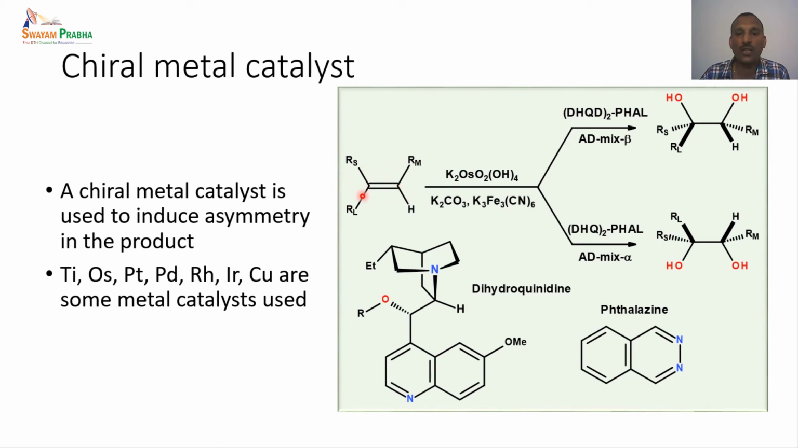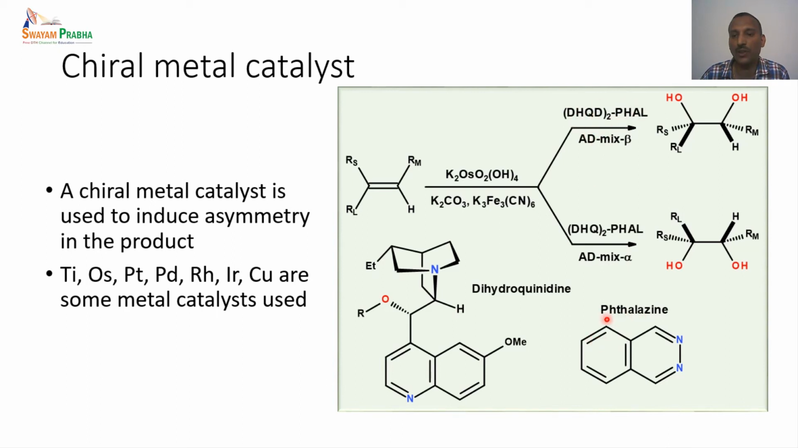The dihydroxylation, this is a dihydroxylation reaction. In this reaction, osmium tetroxide is basically used, and that gives the dihydroxylated product. Here we have DHQD, and the mixture of the reagent that is employed in this particular reaction is called AD mix, the asymmetric dihydroxylation mixture. Beta is the reagent that is used in this particular reaction.